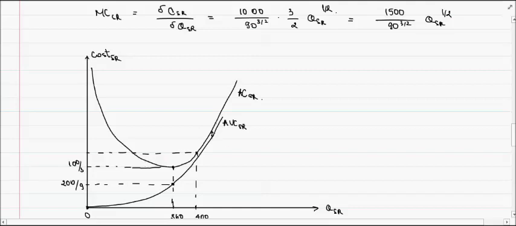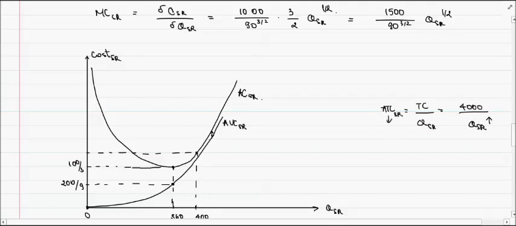Now the distance over here between the two graphs is basically the average total cost, and as you can see, average total cost is the total cost divided by the quantity. Okay, now we know that the fixed cost is 4,000, which is the cost of capital, divided by the quantity. So the bigger the quantity, the smaller the average total cost in the short run.